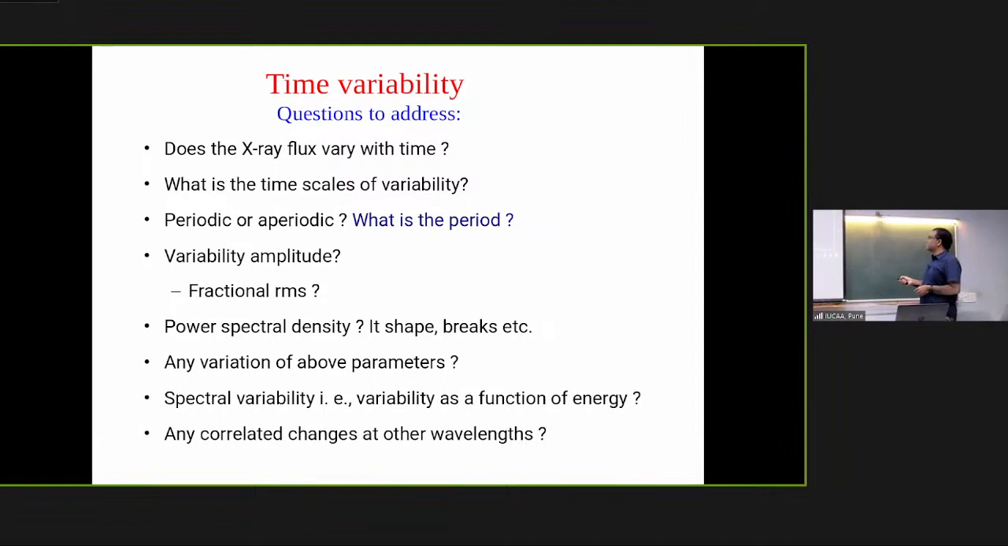Whether the variability is periodic or aperiodic. For example, in some binary systems, when stars are going around each other, there can be periodic signals, or pulsars, of course, if the pulses are periodic. So that also tells us about the nature of the source and, of course, what the period is. Then the variability amplitude, which is the factor by which the flux is changing, whether it is a factor of 2 or a factor of 10 or a factor of 100.